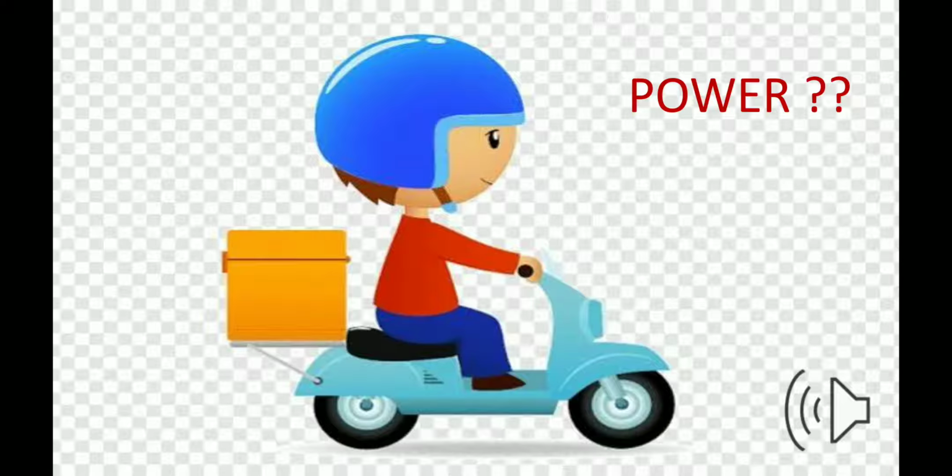Okay? So, what is power? Power is an agent doing work. Anything, any machine doing work. All the machines will have some power and then only they will be able to do some work. So, what is power? Power is the capacity to do work. The rate of doing work will be power.